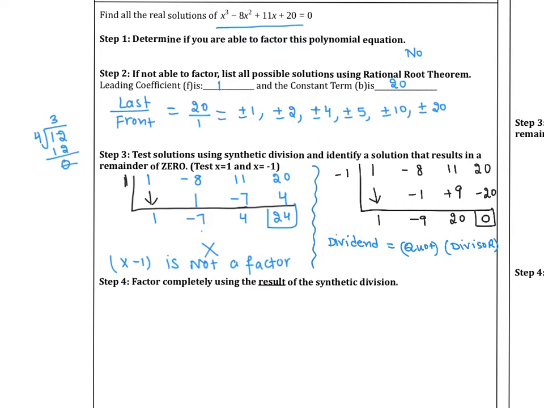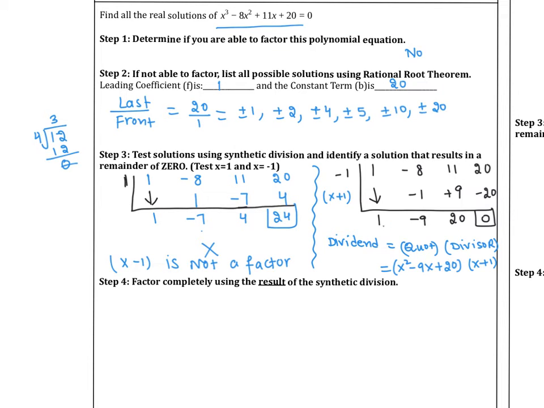Now in this case the quotient is x squared minus 9x plus 20. So the quotient is x squared minus 9x plus 20, and then the divisor is this number. If you want to write this divisor in factor form, we are going to write it as x plus 1. So this is a number, but its factor form would be x plus 1.